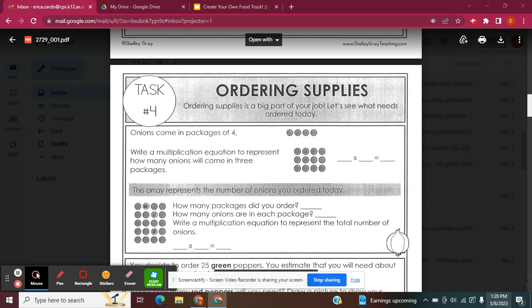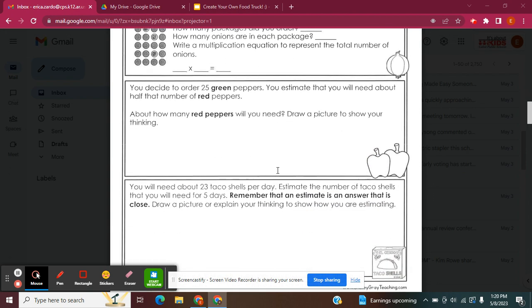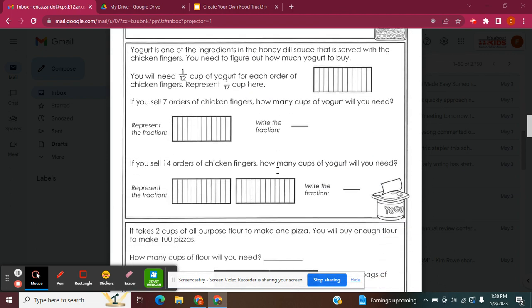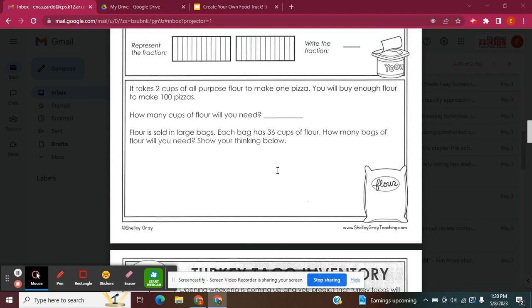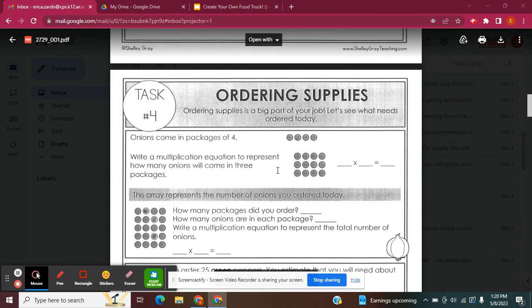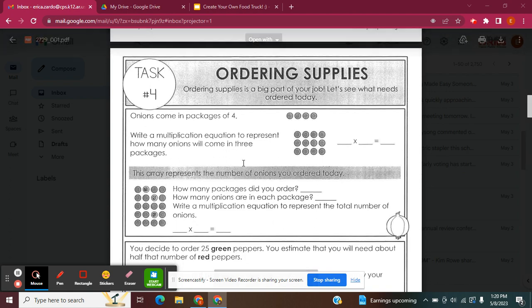You have to try and figure out which item is going to be the most popular and how much you actually need. So, through task 4, you'll do some estimating. You will do some multiplying, you'll have some word problems going on, and you'll also use fractions a little bit. Okay, so this task is more math based versus reading or researching. So task 4 says ordering supplies is a big part of your job. Let's see what needs to be ordered today.